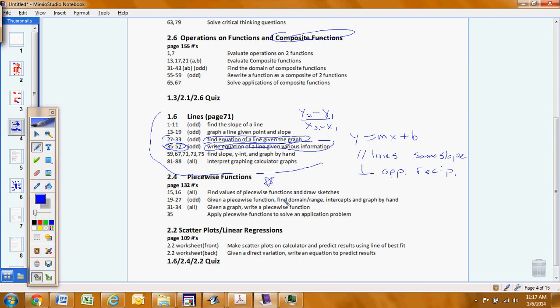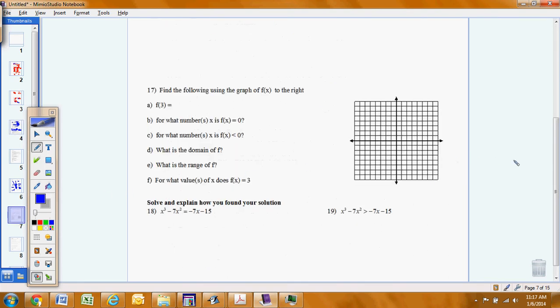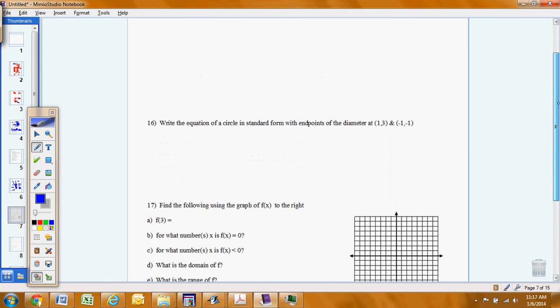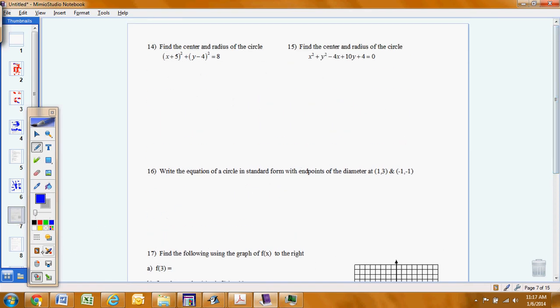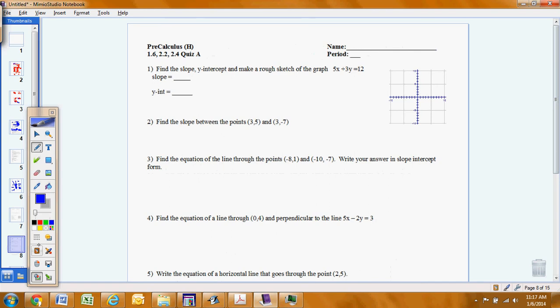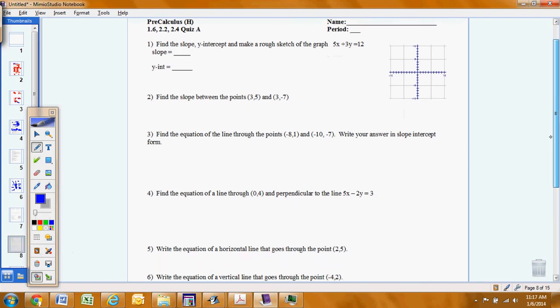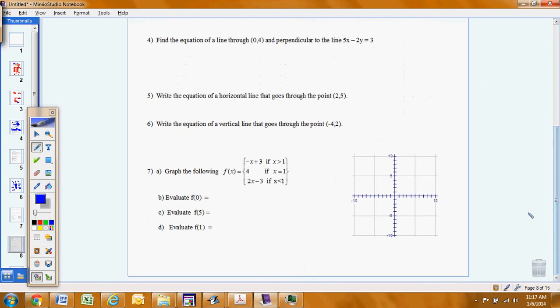Going back and look at those: find the values of piecewise functions and draw sketches. Graph a piecewise function, apply piecewise functions. So I'm just going to go look at an old quiz, see if I can find a question that has a piecewise function on it. Oh, here we go. Here's number 7. We're just going to do one problem that looks at piecewise. First we'll do the evaluating before we even do the graphing.